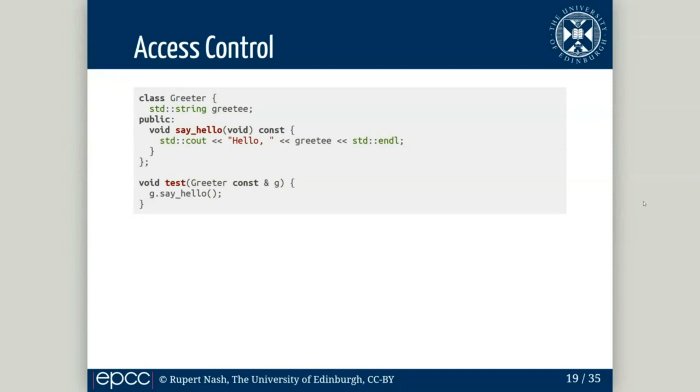So to fix it, we just put the public keyword in front of this, the say hello. Now, what happens here is the public colon, everything that follows it until there's another privacy keyword will be public. So in other words, if I had two methods there, or member functions, where it says say hello and maybe something else, they would both be public. But because the greetee, the string, is above that public keyword, it is private.